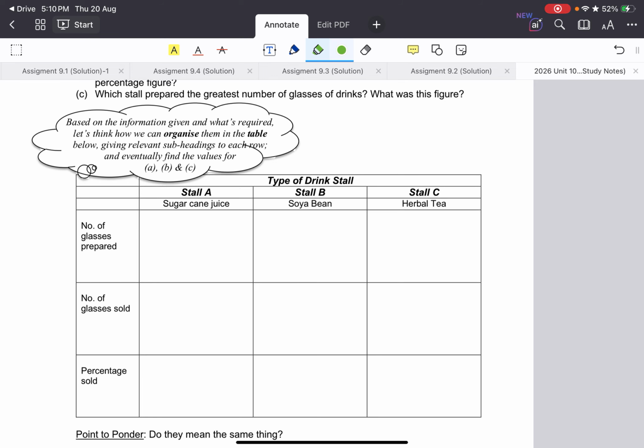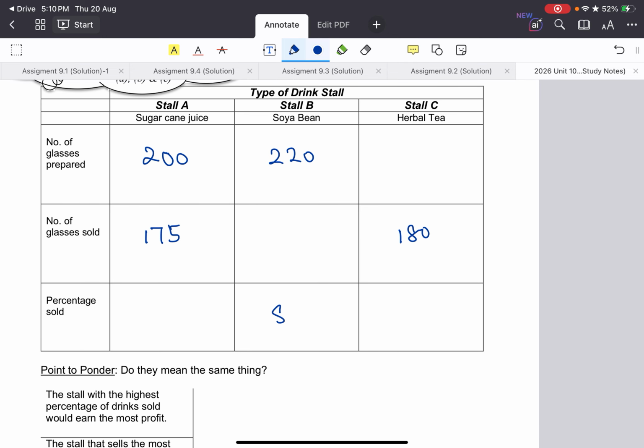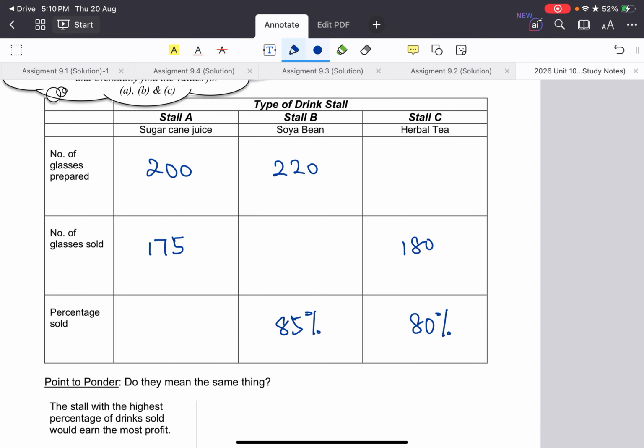There are 3 stores here, and 3 pieces of information we are dealing with: the number of glasses prepared, the number of glasses sold, and the percentage sold. Let's fill in the values that we know. Follow along with your notes. Sugar cane, we have 200. Here we have 220. Over here 175. Over here 180. We have 85% here, and 80% here. Our task now is to fill in the rest so that we can do a proper comparison.